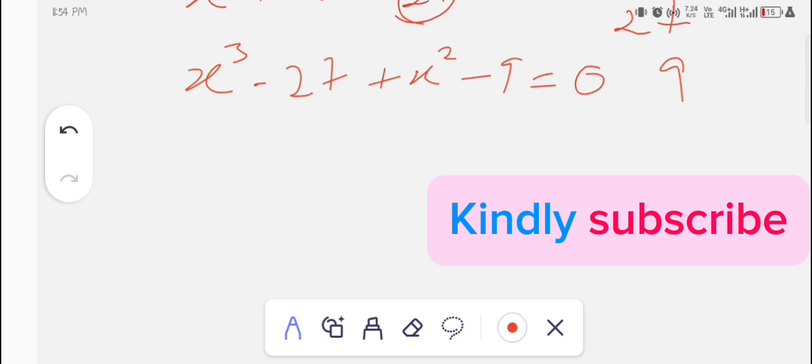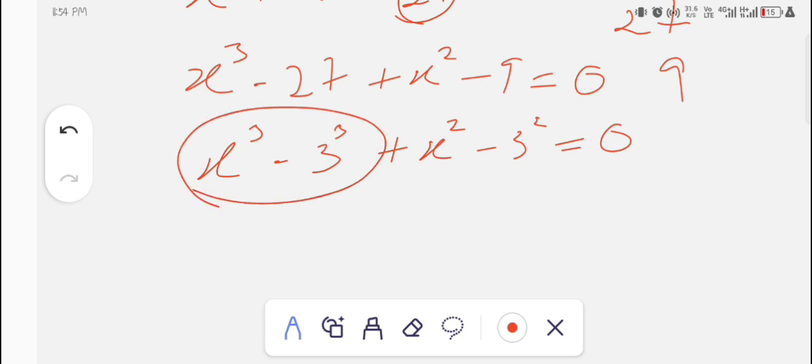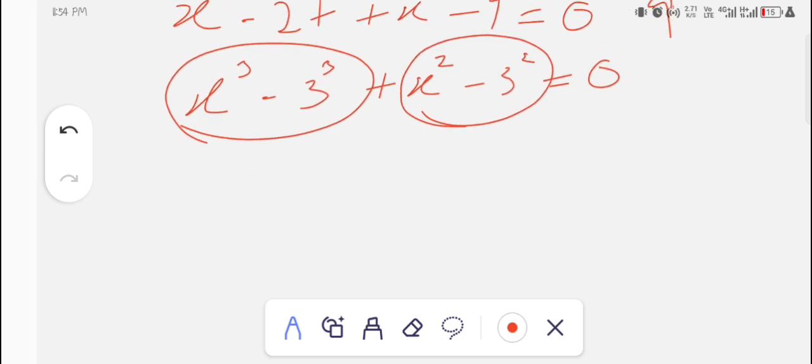Having done this, we now have x cubed minus 3 cubed. 3 cubed gives us 27. And we have plus x squared minus 3 squared to be equal to 0. And if this is correct as well, what do we observe here? We observe a difference of two cubes, and here we observe a difference of two squares. Does that make sense to us?